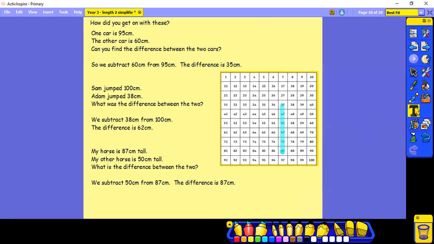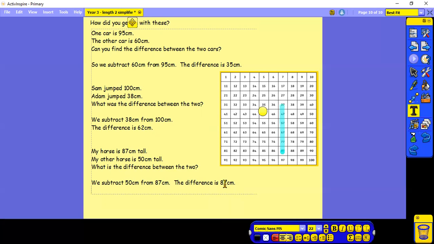And I'm just going to check that I have put the right answer, and I don't know if anybody spotted that, I put 87 instead of 37. So when we take away 50 from 87, the difference is 37. I hope you've enjoyed that.